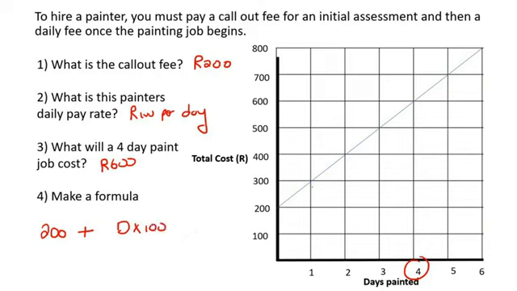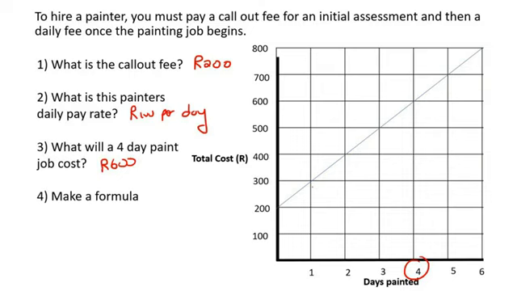So they get 200 Rand for a call-out fee, plus if they paint for 1 day, then they get 1 multiplied by 100, which is 100, so they end up getting 300 Rand. If they paint for 2 days, then they earn 2 times 100, which is then 400 altogether, and that's what we said. Okay, and then if they painted for 3 days, well, then they earn the 200 call-out fee plus 3 times 100, and so that would be 500, and that's what we've said over there. So this is the formula that you could use.